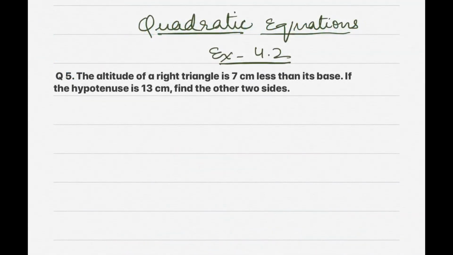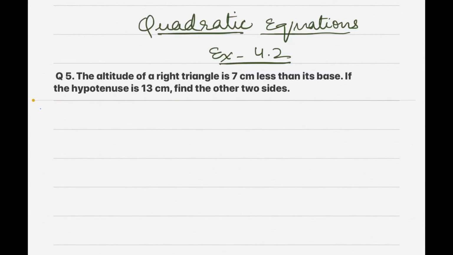Okay guys, so we have finished the first 4 questions of this exercise 4.2 in our previous videos, and now we have to move to question number 5, and we are continuing with the chapter of quadratic equations, right? So now question number 5 says that the altitude of a right triangle is 7 centimeter less than its base. If the hypotenuse is 13 centimeter, find the other two sides.